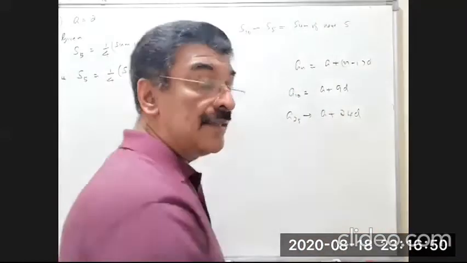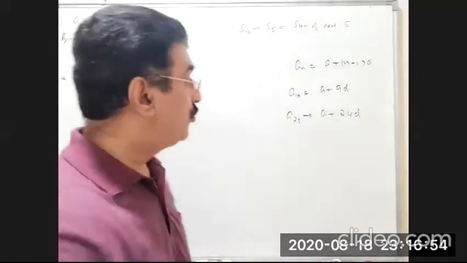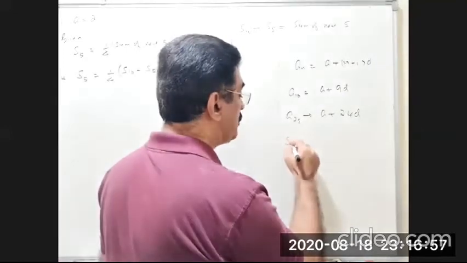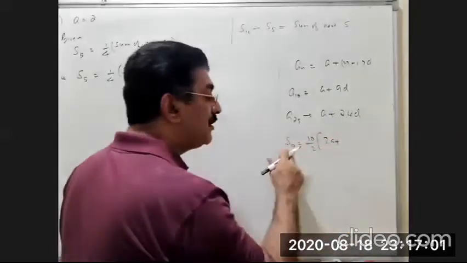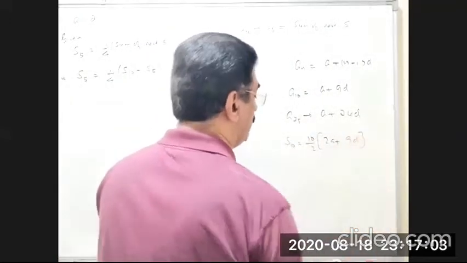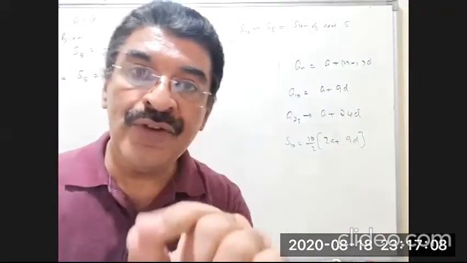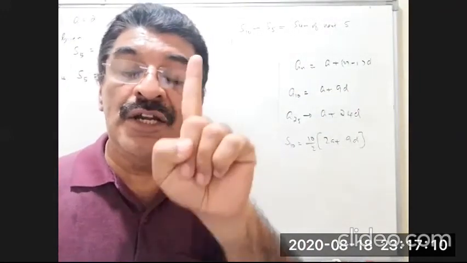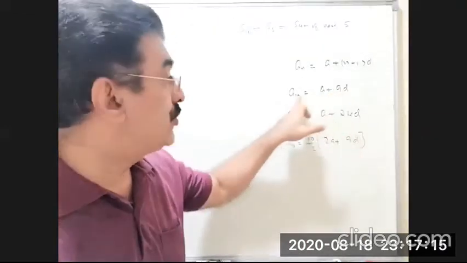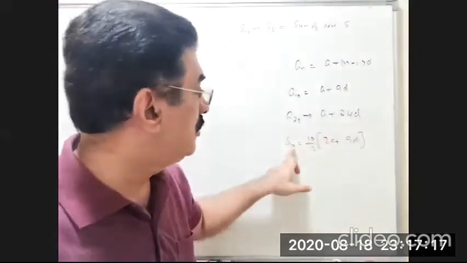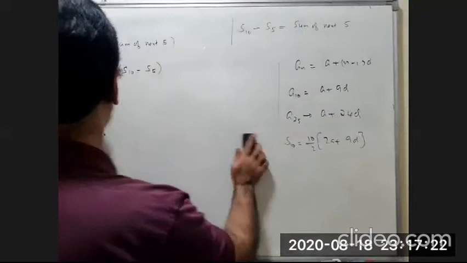Similarly, Sn is N by 2 into 2A plus N minus 1 into D. So S10 means 10 by 2 into 2A plus 9D, directly. The coefficient of D will always be one short of N. If it is 10 here, 9D; for 25, 24. So write that directly.